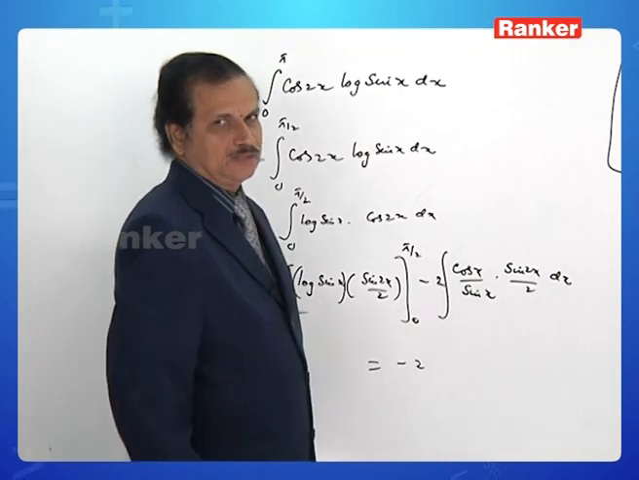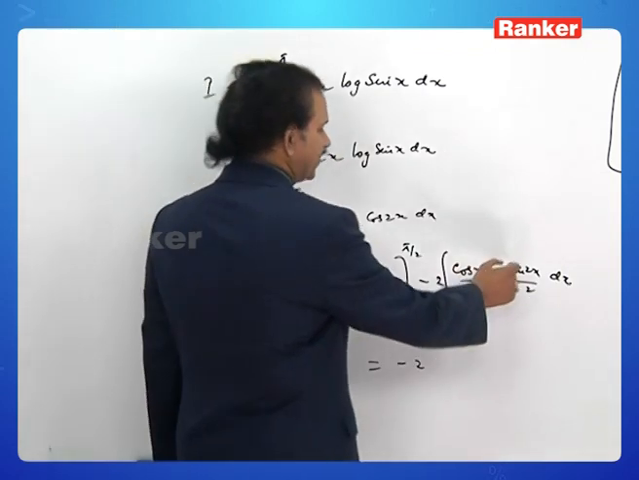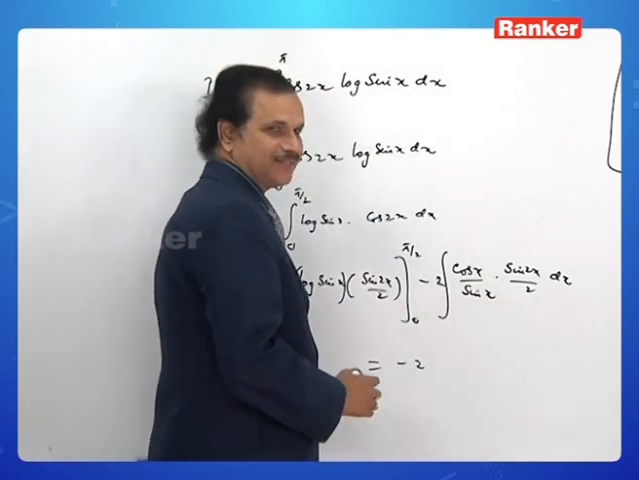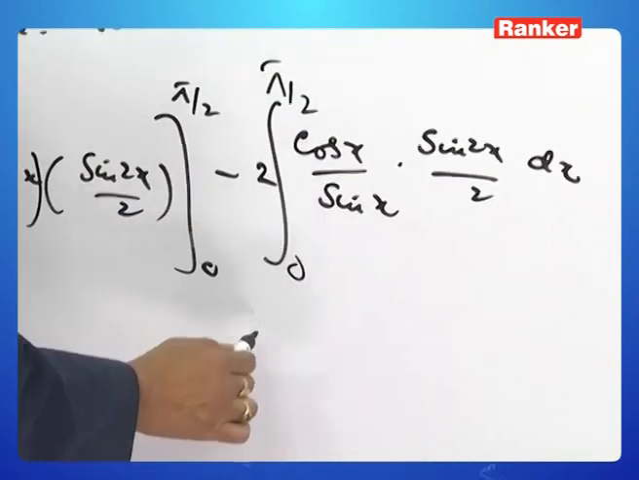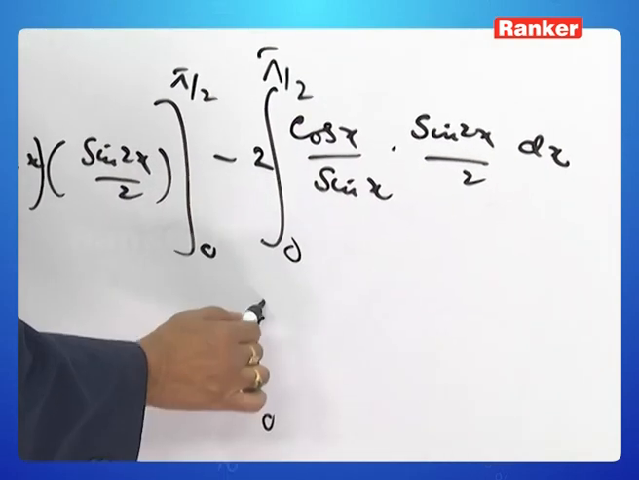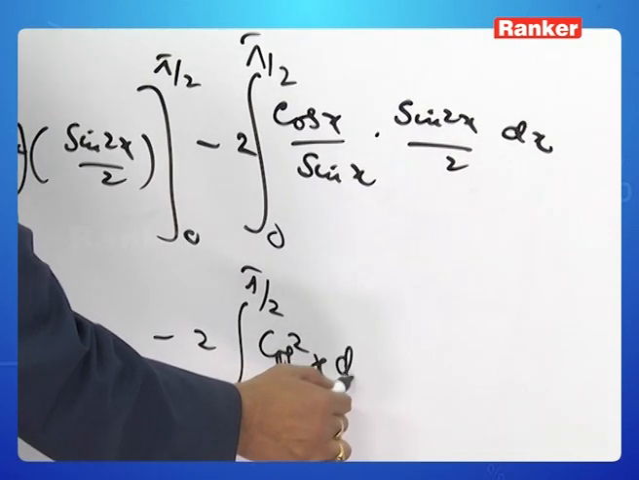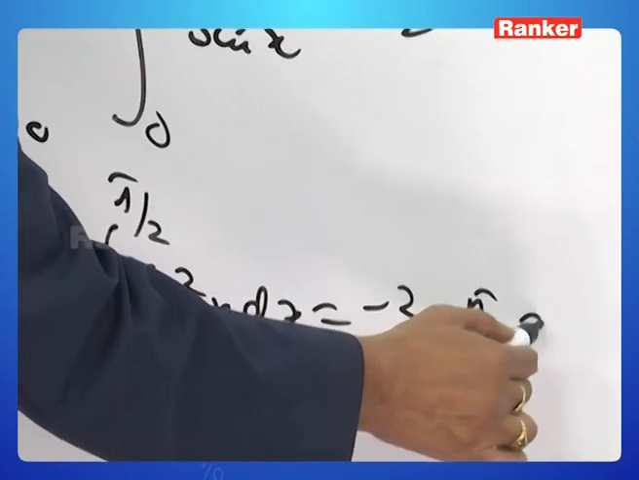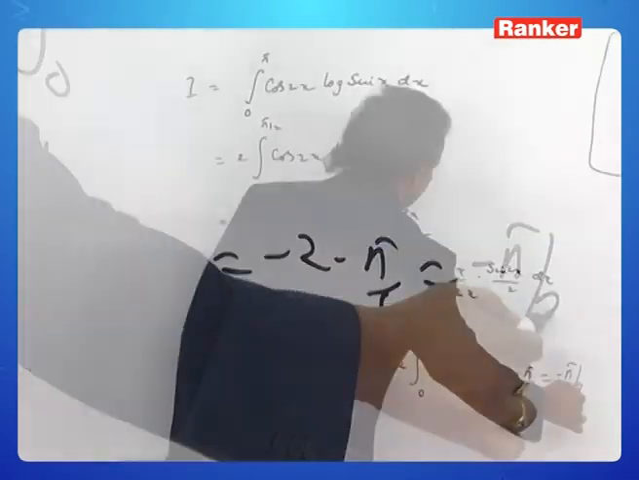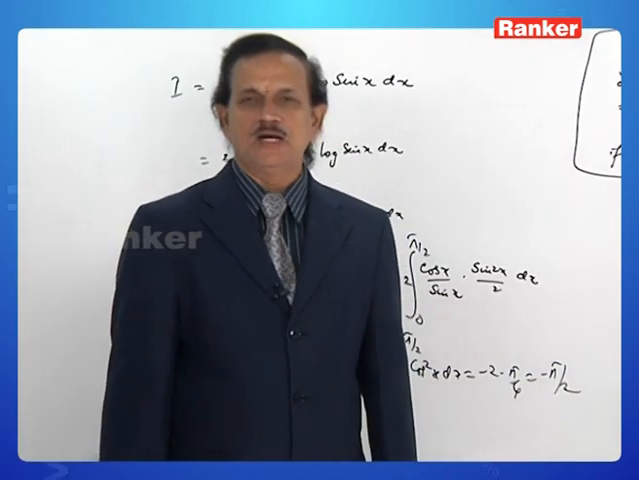What is that? 2 sin x cos x by 2. 2 and 2 will go away. Sin x and sin x will go away. Cos x into cos x, cos square x between the limits 0 to pi by 2, is just nothing but pi by 4. So this is minus 2 into pi by 4, which is equal to minus pi by 2. That becomes the answer. That's it. The next question.